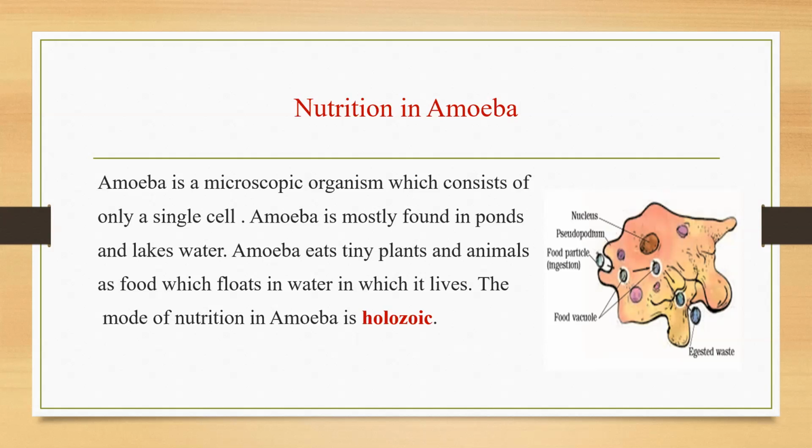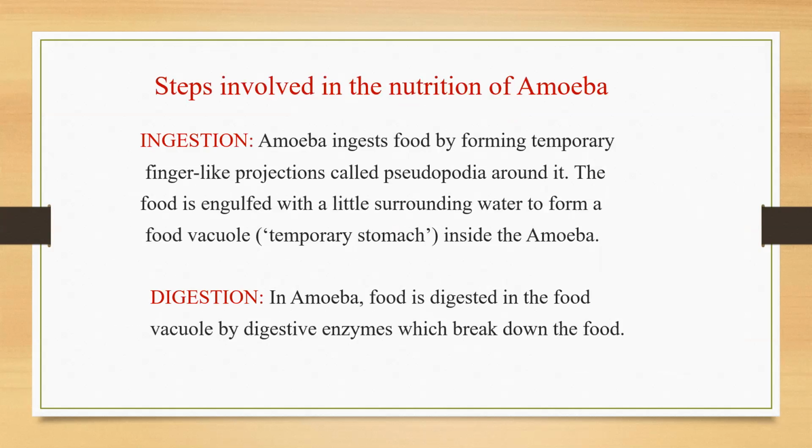The mode of nutrition in amoeba is known as holozoic, which we discussed in the previous part when we were discussing the various modes of nutrition in organisms or animals. Now let us see the steps involved in nutrition of amoeba. Basically, like human beings, amoeba also has 5 different steps in digestion of food, or you can say nutrition in amoeba.